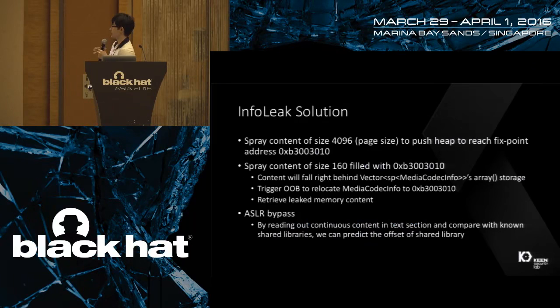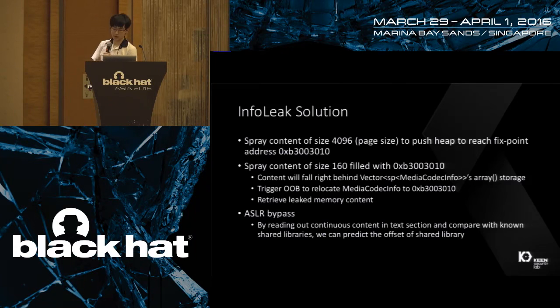So our info leak solution is as follows. We spray content of size a page size to push the heap to reach a fixed point address, B3003010. And the first 16 bytes is metadata of the gmalloc. Secondly, we do a spray on content of size 160 filled with the heap address, and it will fall right behind the vector's array storage. Then we trigger an auto-bound to relocate the MediaCodecInfo to the sprayed heap address, and we can retrieve the leaked memory content.